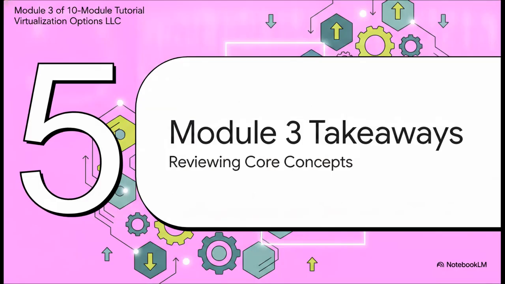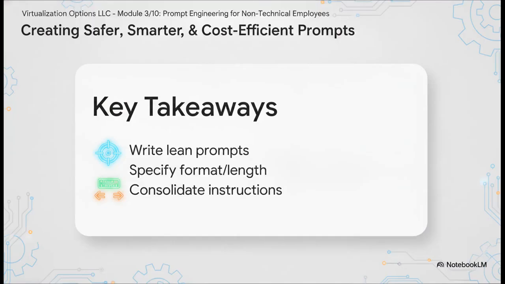All right, that brings us to Section 5, our Module 3 key takeaways. Let's quickly wrap up what we've covered today. If you only remember 3 things from this module, make it these. Number 1, write lean, precise prompts. Practice that ruthless specificity. Every single word needs to earn its spot in the prompt box.